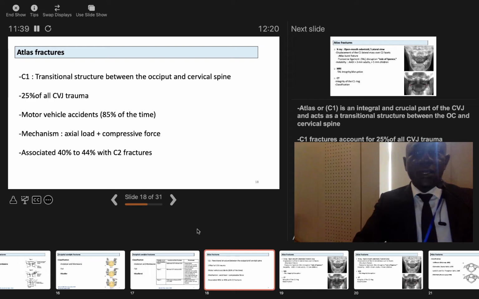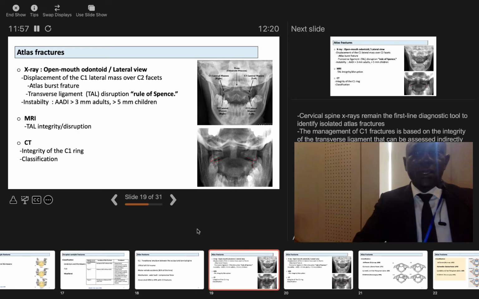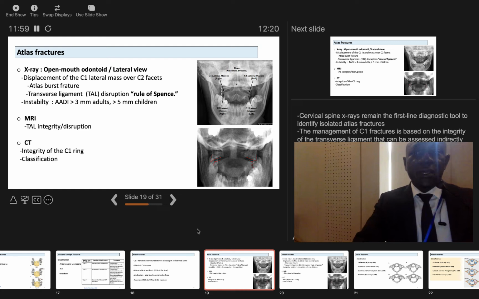C1 fractures are most often a result of an axial load plus an additional vector of compressive force, and they are associated with 40% to 44% of C1 fracture. The cervical spine X-ray remains the first line diagnosis tool to identify isolated atlas fracture.